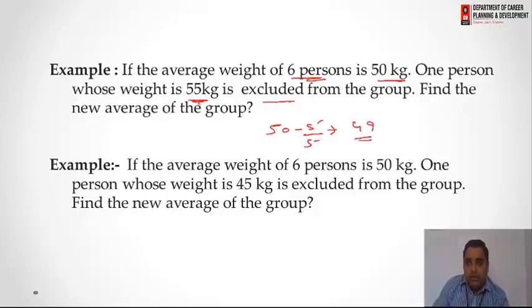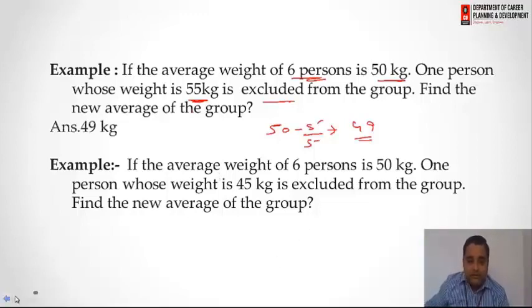The person who leaves the group is 5 kilograms more than the previous average. It means the average is decreased by the average of that excess value. It means 5 by 5. It means the average is decreased by 1, hence the answer is 49 kilograms.